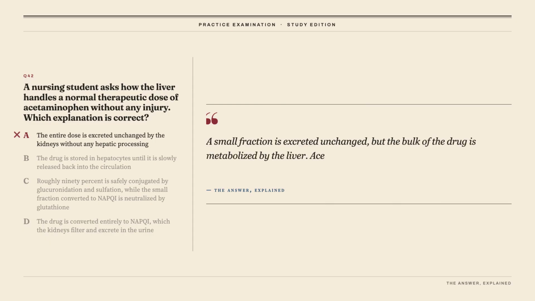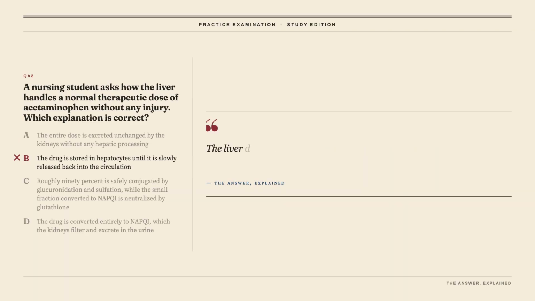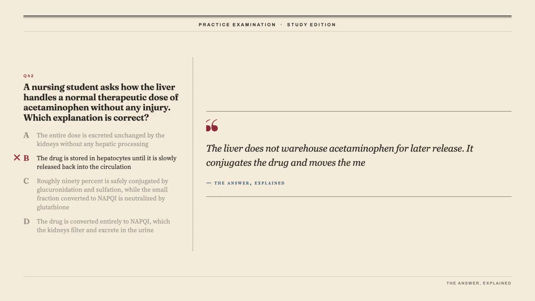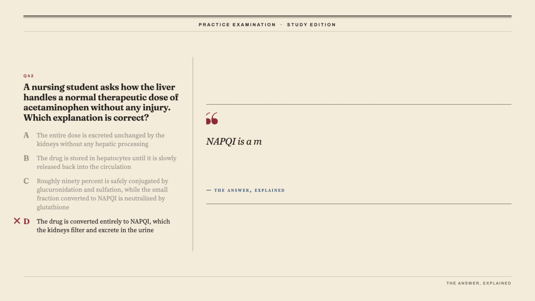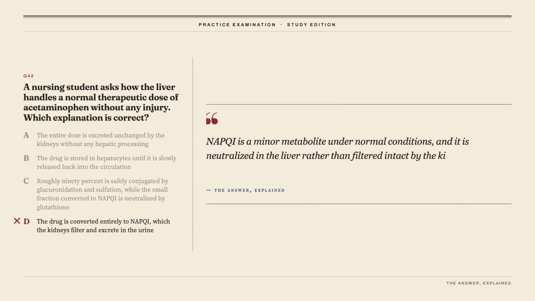A is wrong because a small fraction is excreted unchanged, but the bulk of the drug is metabolized by the liver. Acetaminophen is a classic example of first-pass hepatic metabolism. B is wrong because the liver does not warehouse acetaminophen for later release. It conjugates the drug and moves the metabolites toward renal excretion. D is wrong because NAPQI is a minor metabolite under normal conditions, and it is neutralized in the liver rather than filtered intact by the kidneys. If the whole dose became NAPQI, every therapeutic dose would be hepatotoxic.